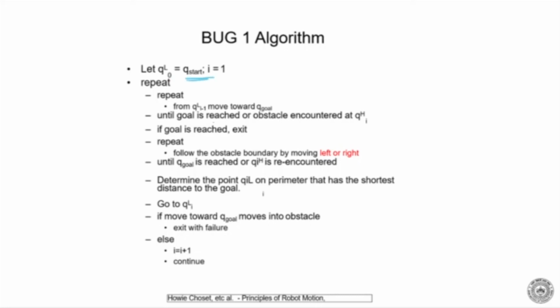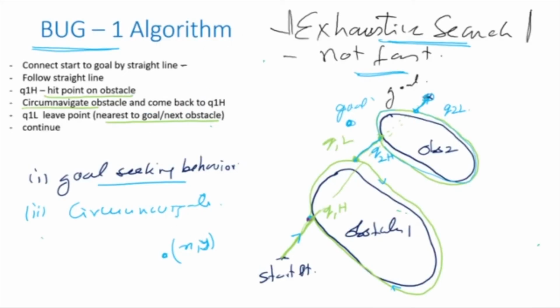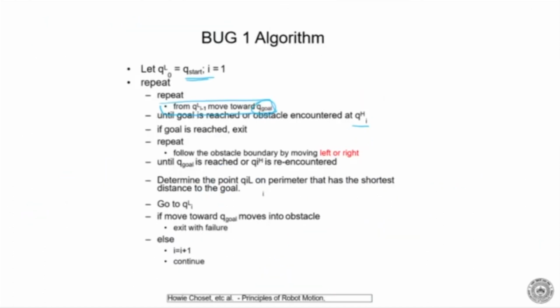Okay, and then the first thing is from QL1, move towards the goal point, until the goal is reached or an obstacle is encountered at Q1 hit. So this is what we did. You start off from the start point and go towards the obstacle. If you hit an object, that is your hit point, Q1H.